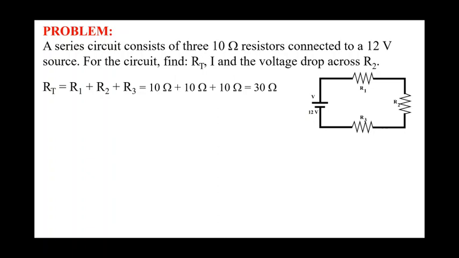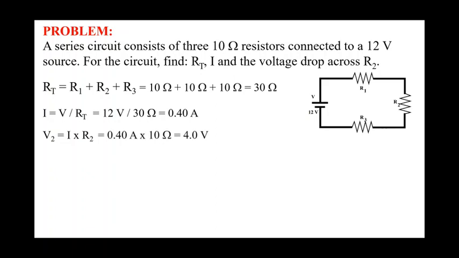The current then in the circuit will be the voltage from the source divided by the total equivalent resistance. So 12 volts divided by 30, which gives us 0.4 amps. So the current everywhere in that circuit will be the same. It'll be 0.4 amps. If we then want to calculate the voltage drop across R2, remember what happens is when current flows through a resistor, electric potential energy is lost, which results in a voltage drop. So the current is 0.4 amps, R2 is 10 ohms, and that gives us a voltage drop of 4 volts.